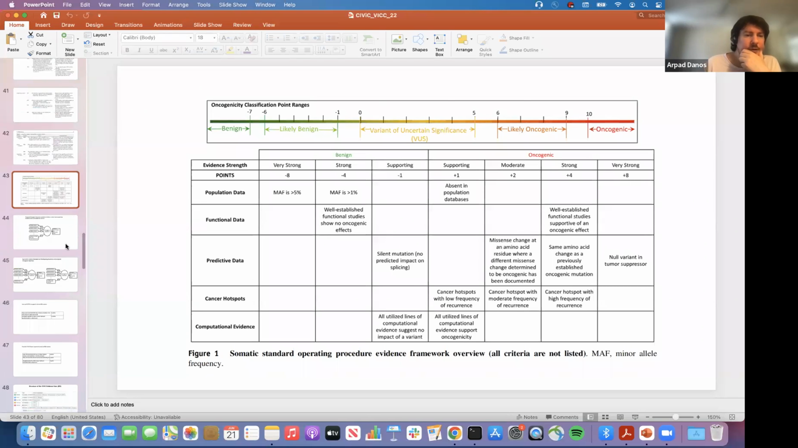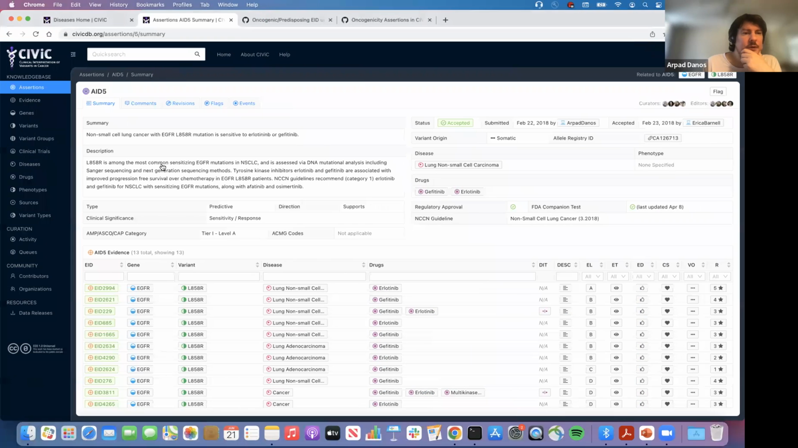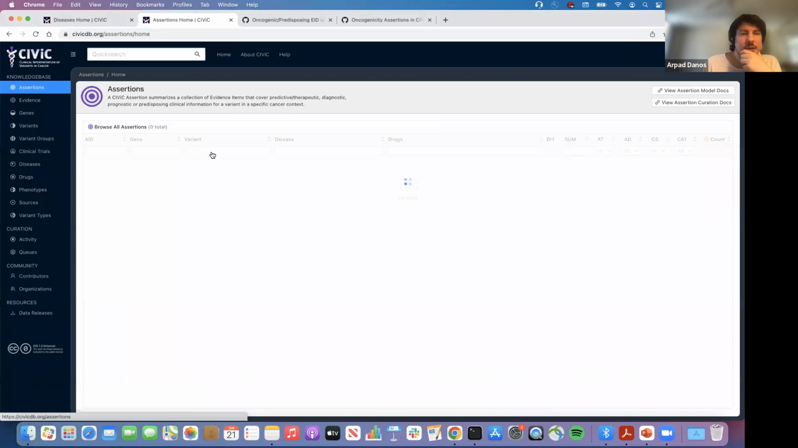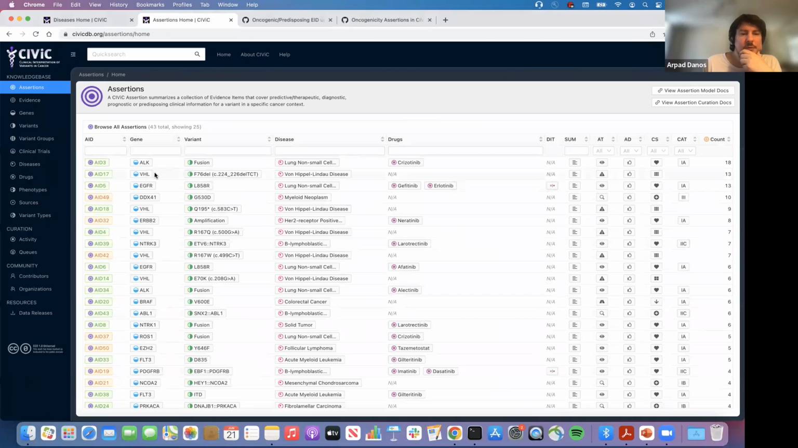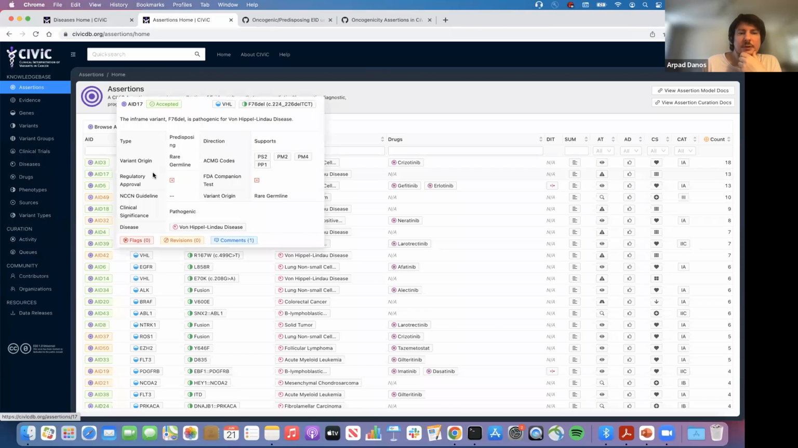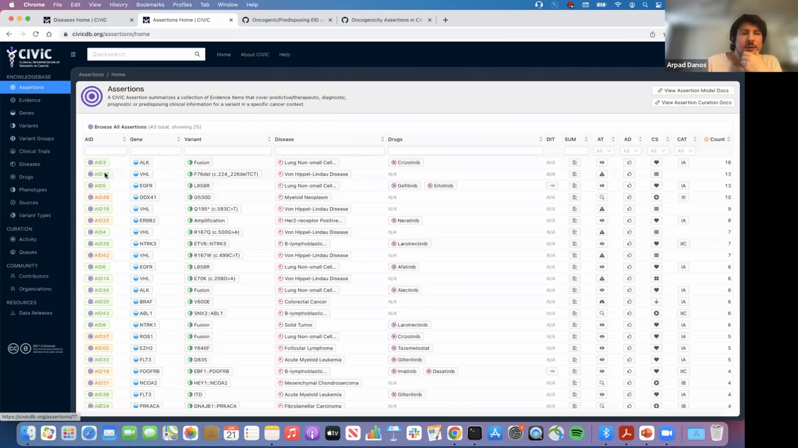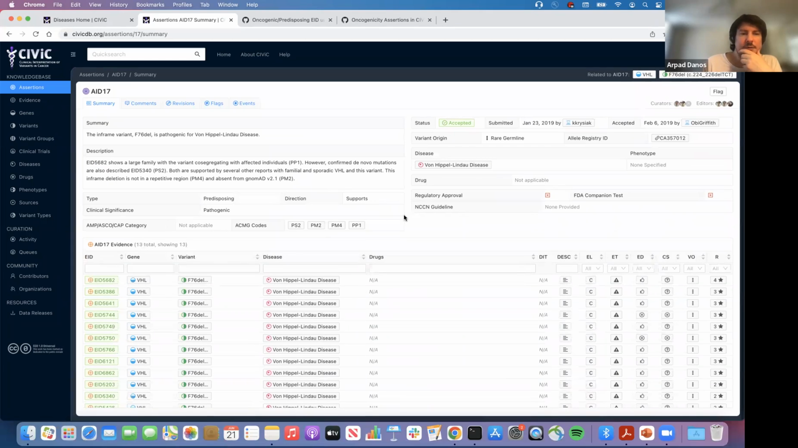Moving from there, I showed our predisposing assertion, which I didn't go into too carefully, so maybe I should look at one real quick so we can get a flavor of how that looks. I'll go back over to CIViC, browse our assertions, and go to VHL, because our predisposing assertion types are generally going to be for VHL variants.